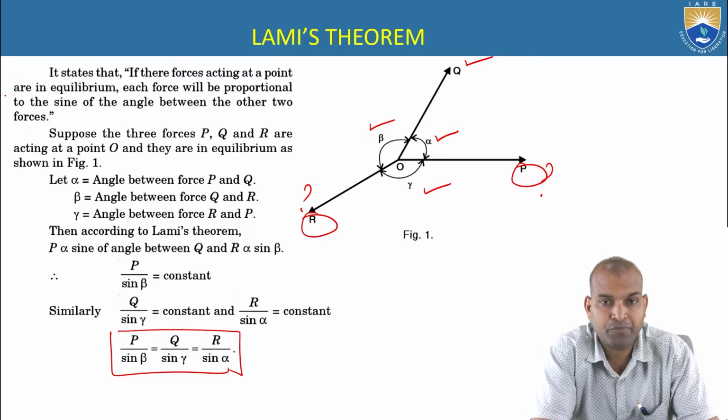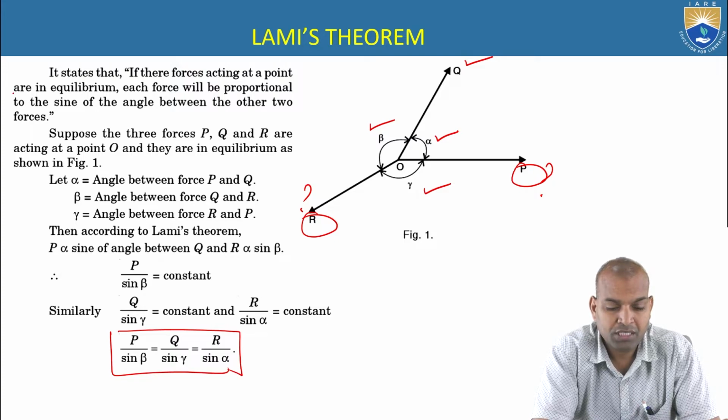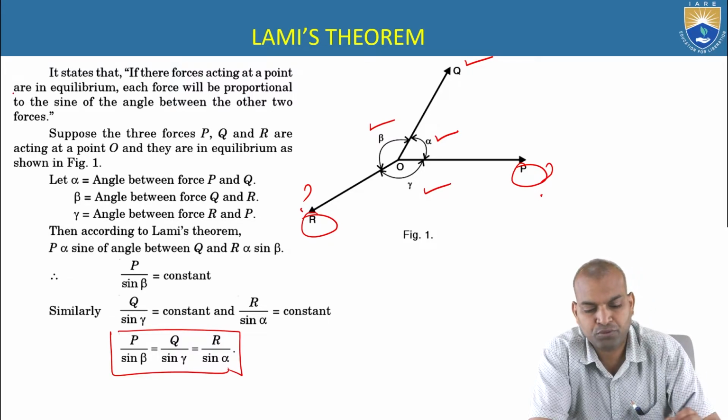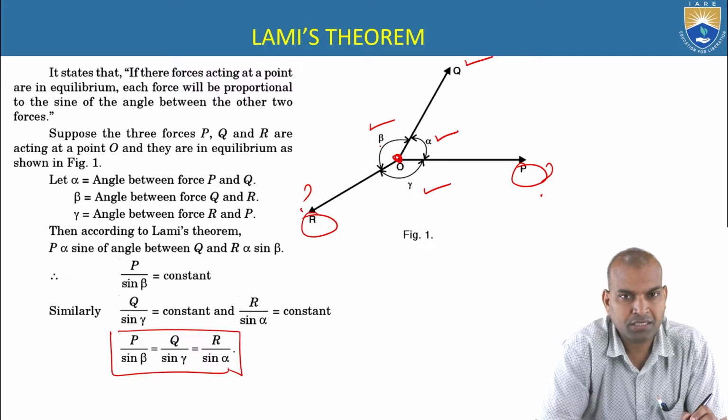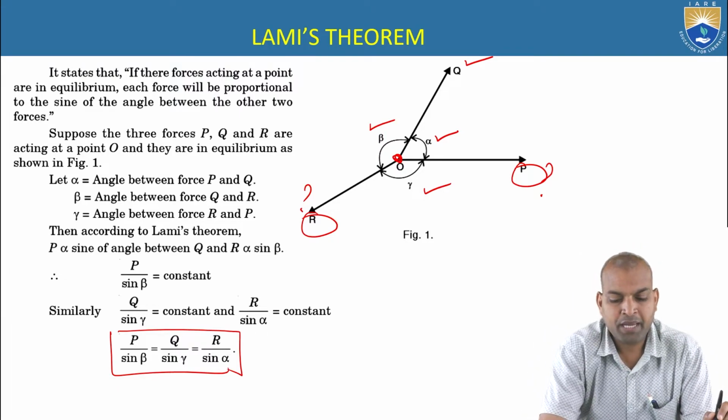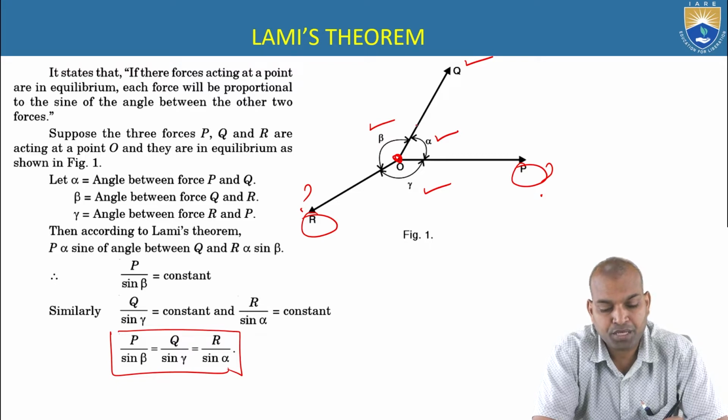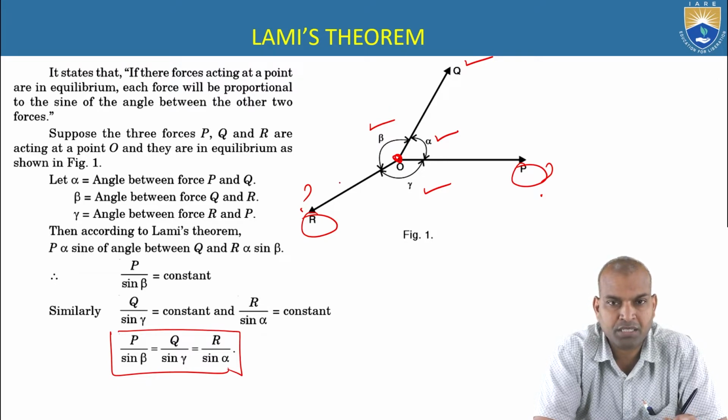So here, what type of force system do we use? We use a coplanar concurrent force system. How many forces are acting here? There are three forces, P, Q and R, which are acting at a particle O. The angle made between P and Q is alpha, between Q and R is beta, and between R and P is gamma. So alpha, beta, gamma are the three angles between the forces PQ, QR, and RP.